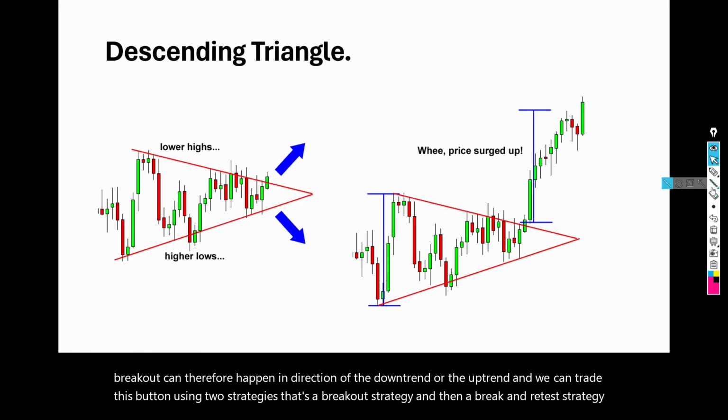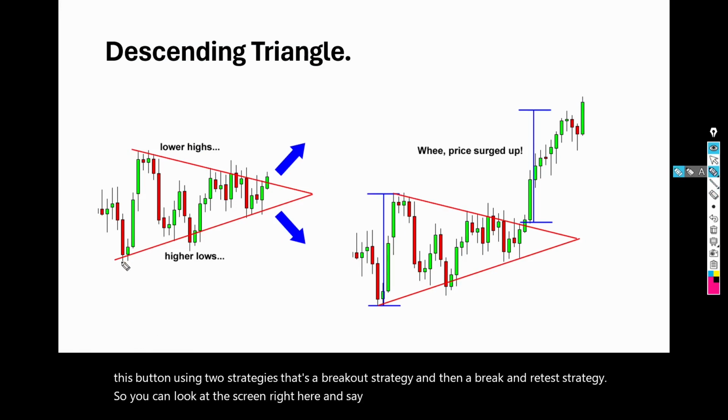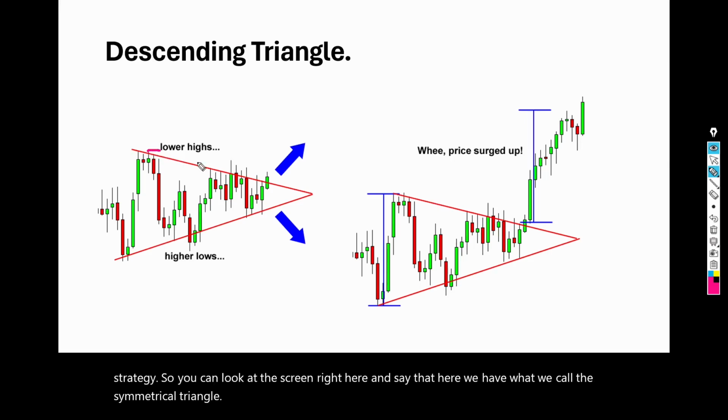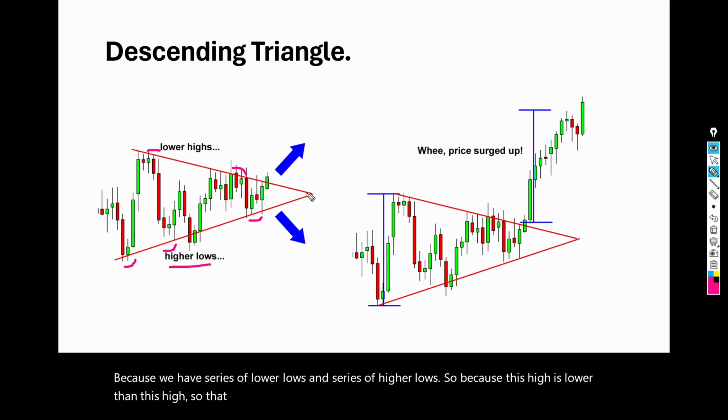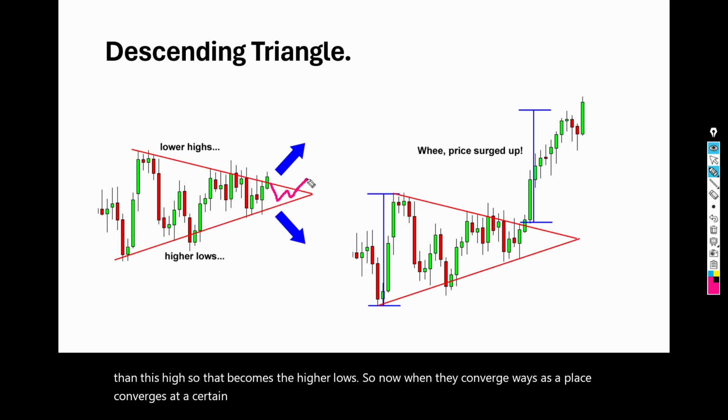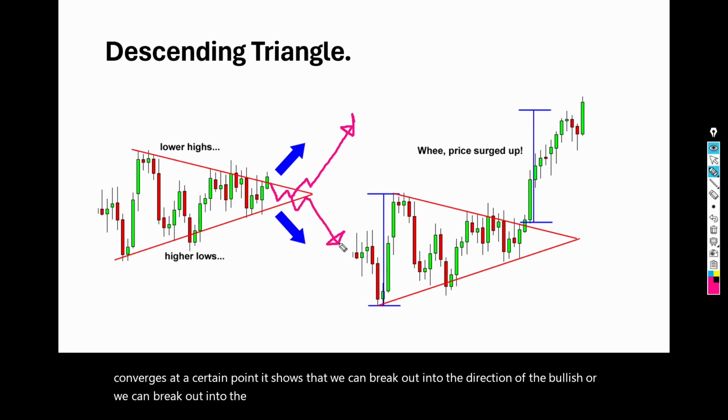So you can look at the screen right here and see that here we have what we call the symmetrical triangle, because we have a series of lower highs and a series of higher lows. So because this high is lower than this high, that becomes lower highs. So now when they converge, as the price converges at a certain point, it shows that we can break out into the direction of the bullish, or we can break out into the direction of the bears.